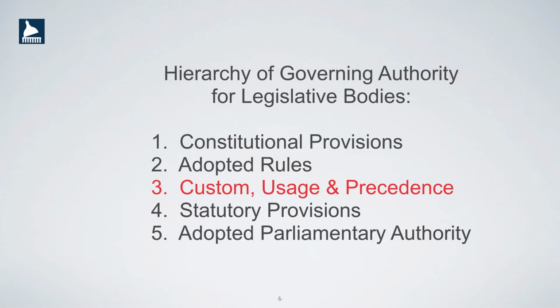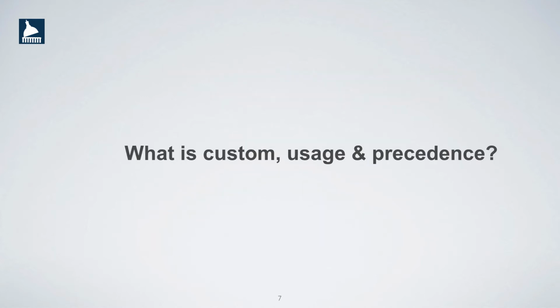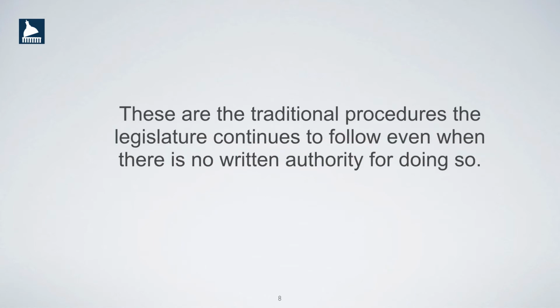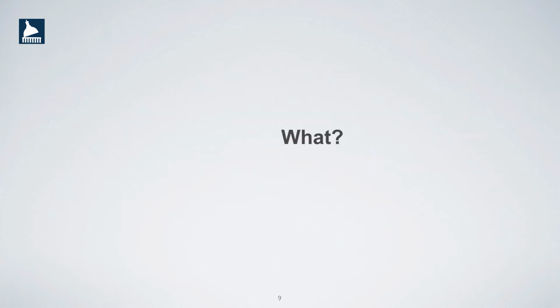Let's look again at the hierarchy of governing authority for legislative bodies. Custom, usage, and precedents follows constitutional provisions and adopted rules, and is a higher authority than statutes and Mason's manual. What is custom, usage, and precedents? These are the traditional procedures the legislature continues to follow even when there is no written authority for doing so.